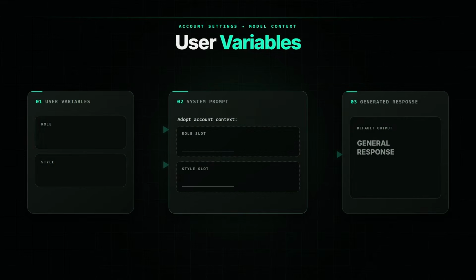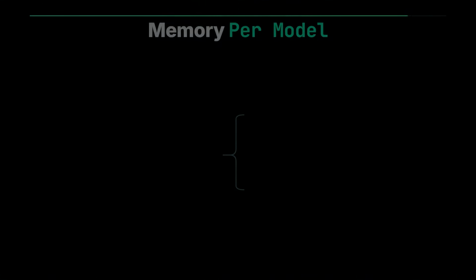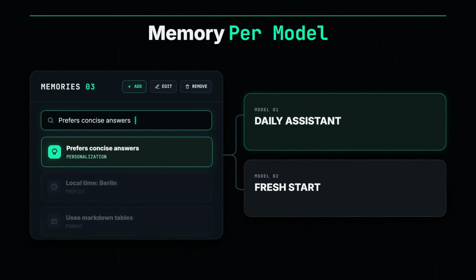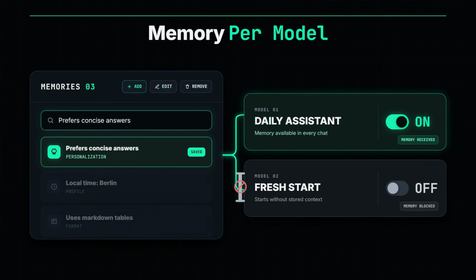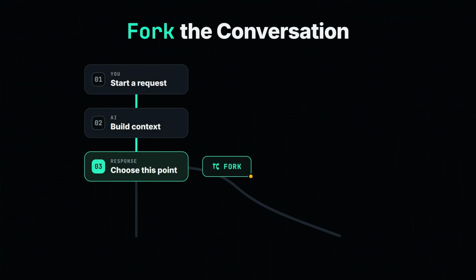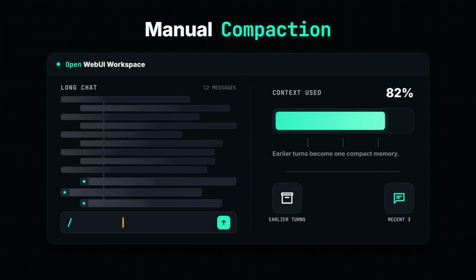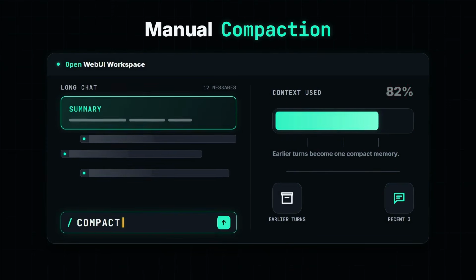Account settings can store values like role or preferred writing style, which model system prompts can insert wherever needed. Stored memories are searchable and editable in personalization settings, while memory access can be enabled or disabled separately for each model. Every response can fork the conversation at that point, creating a new branch that remembers exactly where it separated from the original. A compact command can summarize earlier turns immediately, instead of waiting until a long conversation automatically crosses its configured threshold.